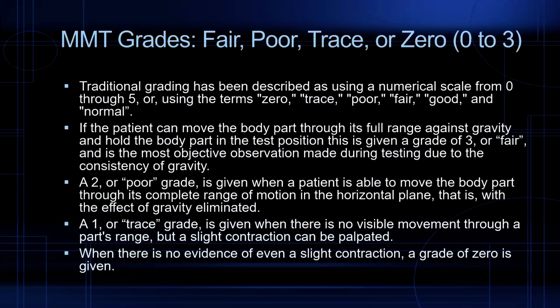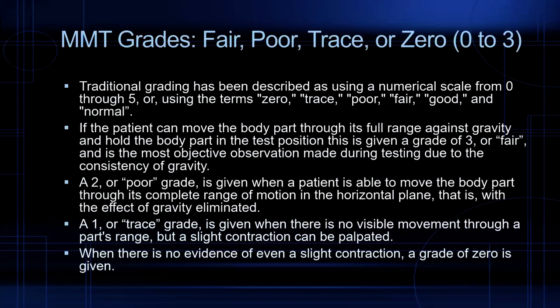So if again, I can't say this enough, if a patient can move the body part through its full range against gravity and hold their body part in the test position, that means they're given automatically a grade of 3, or fair, okay? You might even see F used for fair. A 3 is the absolute most objective observation made during testing because gravity is consistent, okay? The force of gravity is always constant.